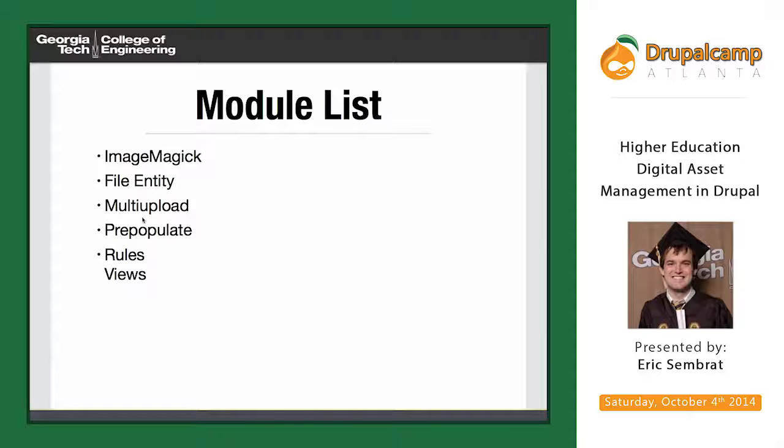Imagemagick is, of course, the magic that processes and resizes and converts the images. File entity is actually making those files and images fieldable and usable within Drupal. Multi-upload gives everyone what they want, which is the ability to upload more than one file at a time, because that will drive anyone insane. Prepopulation allows you to basically fill in a field as soon as you go to it, instead of relying on the user to do so, because I tend to steer away from asking my users to do as much as they can. And then rules and views, just basic stuff to hide some of the complexity from your end users.